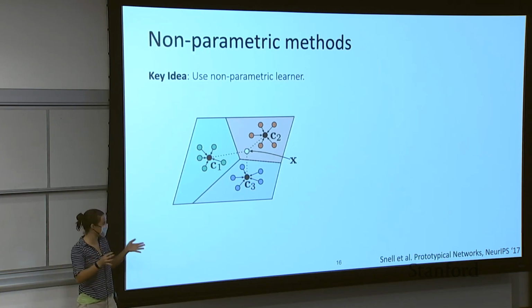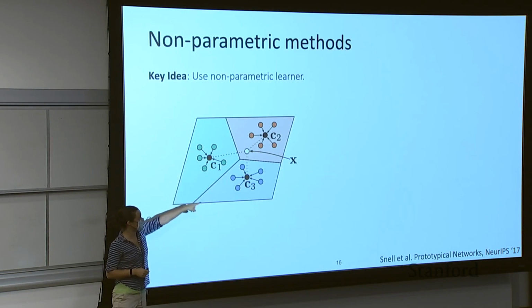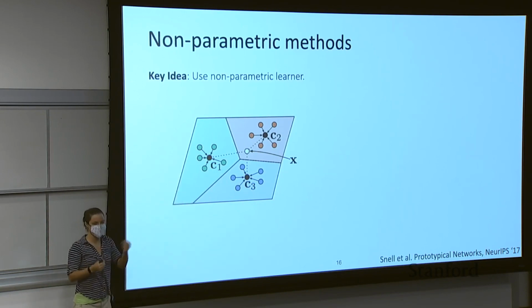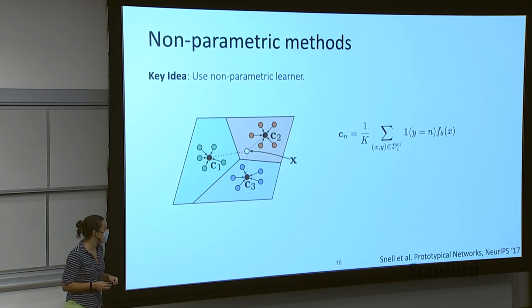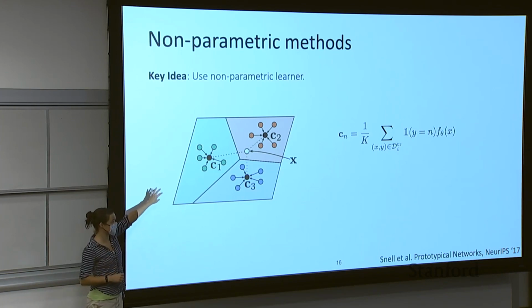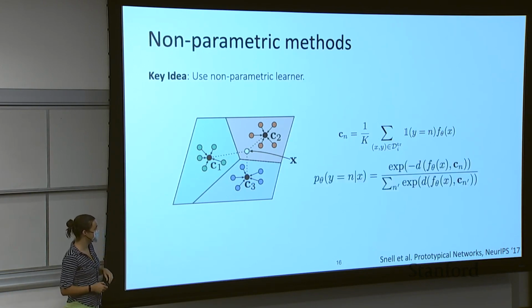It's still a kind of meta-training procedure, but we're going to be computing these prototypes, or these cluster centers, and then comparing to those prototypes. Mathematically, we compute these prototypes by taking all of the examples for a particular class and averaging the embedding of that class. Then, once we have these prototypes, we compare using some distance function.